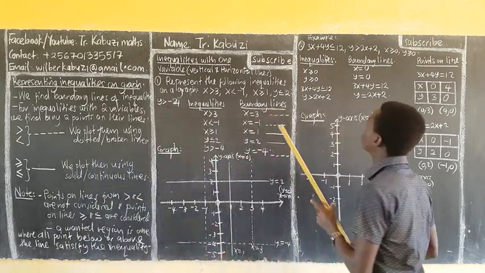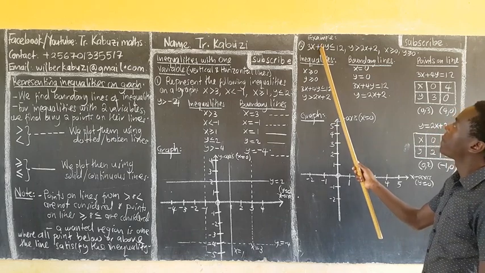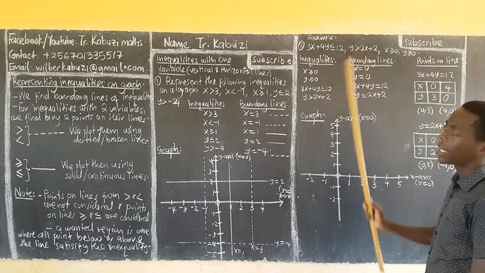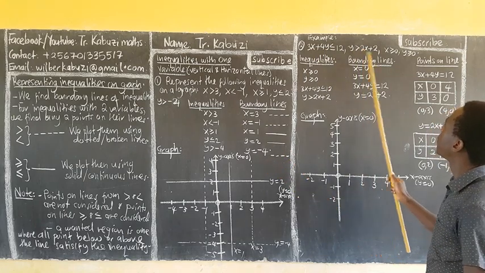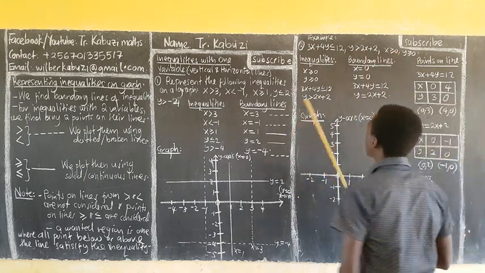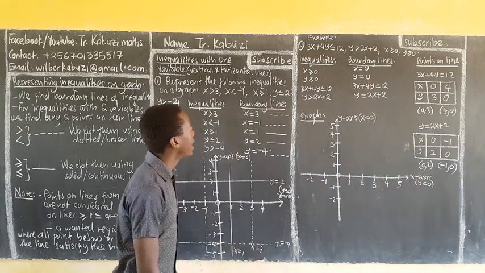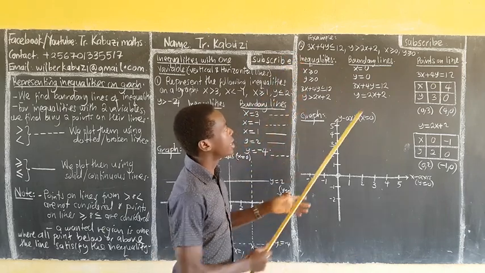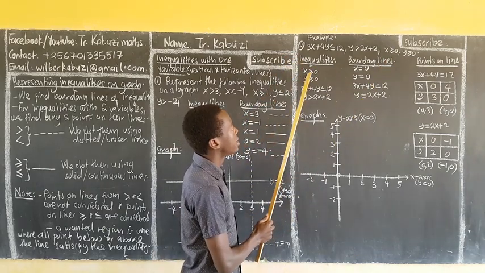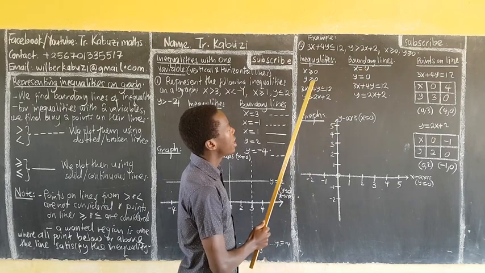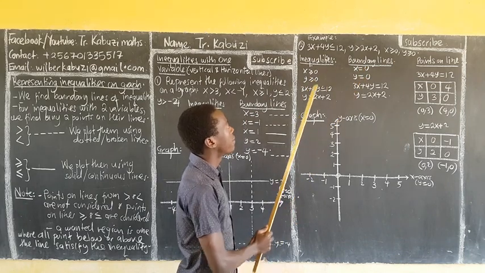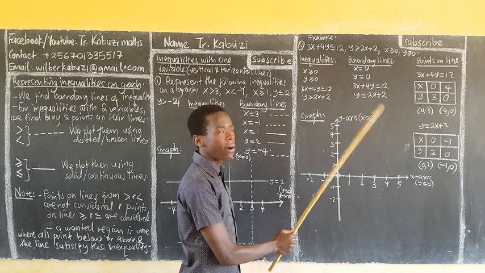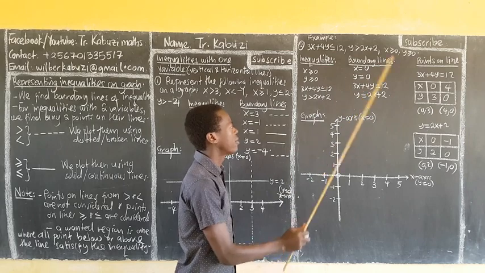Okay, when we come now to inequalities with two variables, we see that we have x and y, so they are two variables. We said we first get the boundary lines. What are our boundary lines? We get them from the inequalities. Where there is an inequality sign, we put an equal sign. So when you come to this inequality, we put an equal sign. So these are boundary lines. The same case here, put an equal sign there.